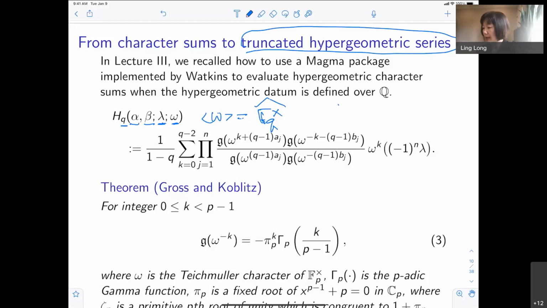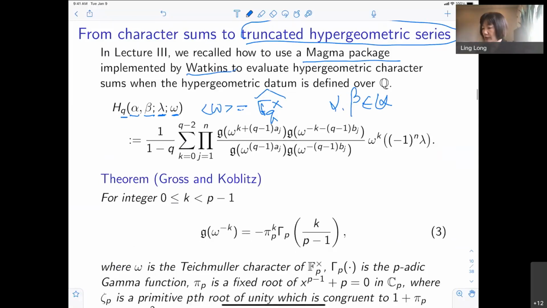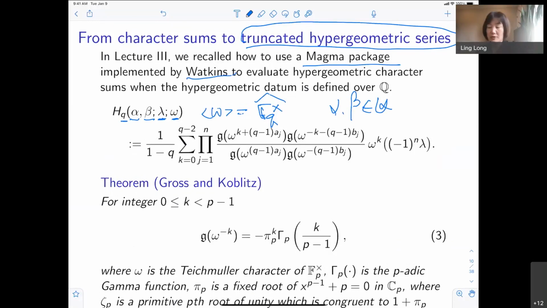If alpha, beta are defined over Q, then there is a Magma package by Mark Watkins, so that you can use them to compute the L-functions at each p very quickly. And now, let's turn to truncated hypergeometric series.